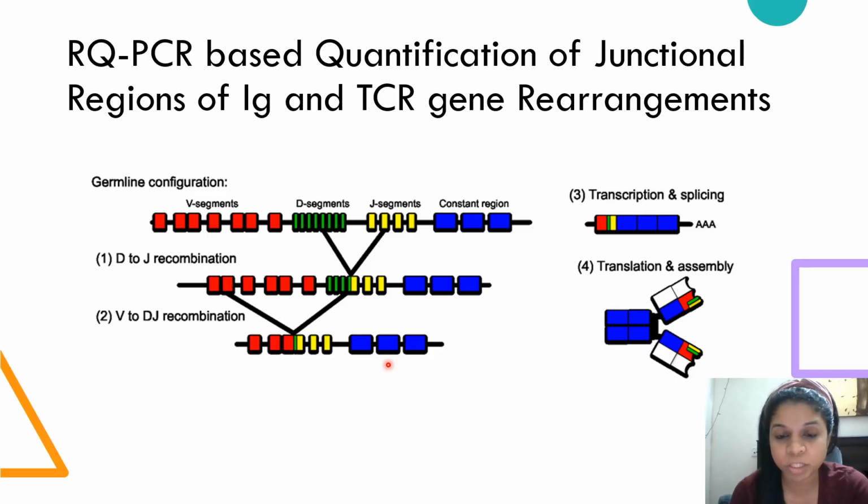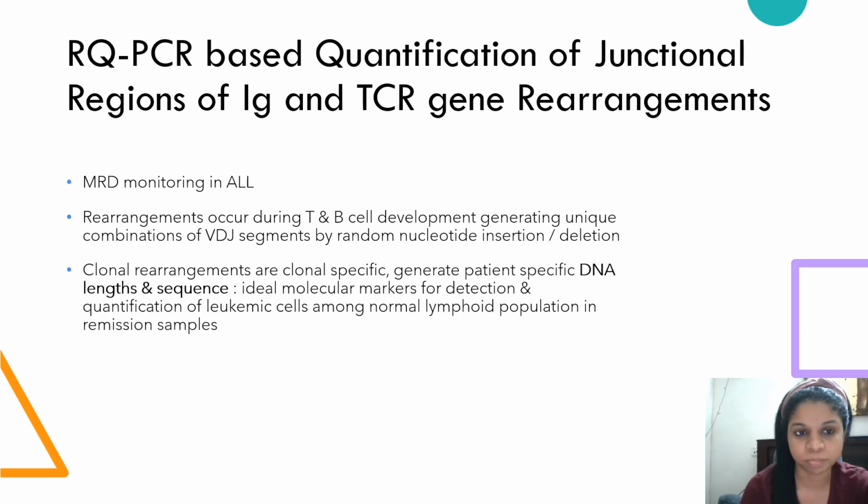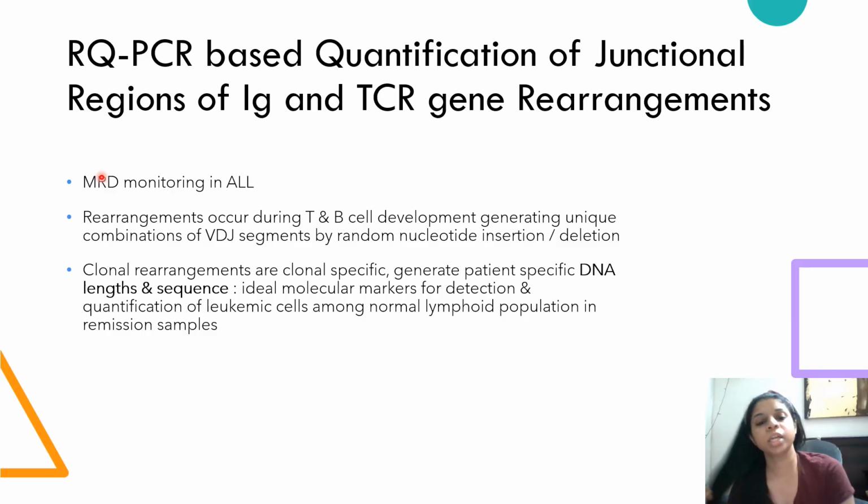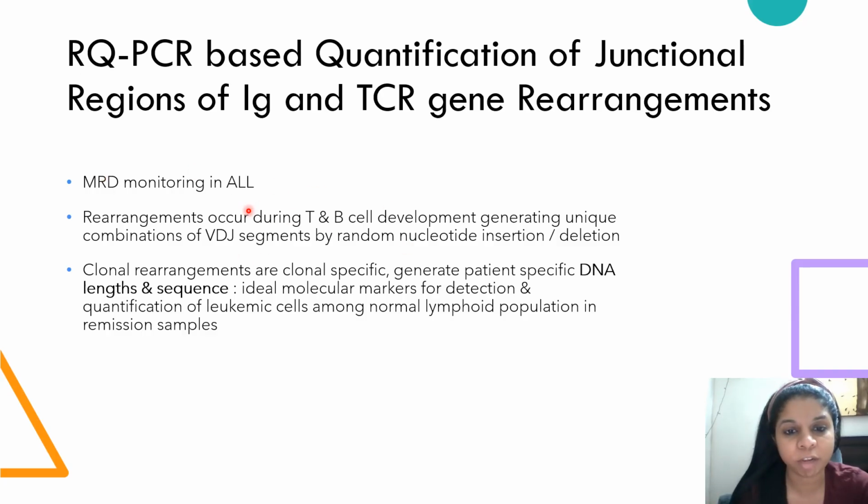So that is one more specific test that is used in ALL. Ig, meaning immunoglobulin, is produced from B cells, so for B cells this can be used as a technique, and in the same way the T cell receptor gene also shows rearrangements that can be detected by PCR. So this technique is the VDJ segment recombination in immunoglobulin and the T cell receptor gene rearrangements. These characteristics can be detected and then used for monitoring minimal residual disease. The rearrangements that occur during T and B cell development can happen by insertion or by deletion.